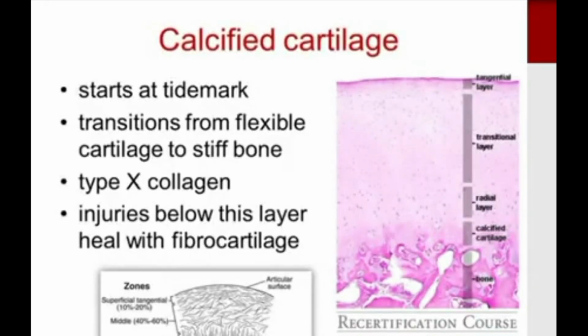At the tide mark, we have the calcified cartilage. This is where you transition from flexible cartilage to stiff bone. Like the hypertrophic zone of the physis, you also have type 10 collagen here. Injuries below this layer will heal with fibrocartilage. It's important to recognize that's how microfracture works. You violate the calcified cartilage and subchondral plate to generate fibrocartilage for the healing process of microfracture.